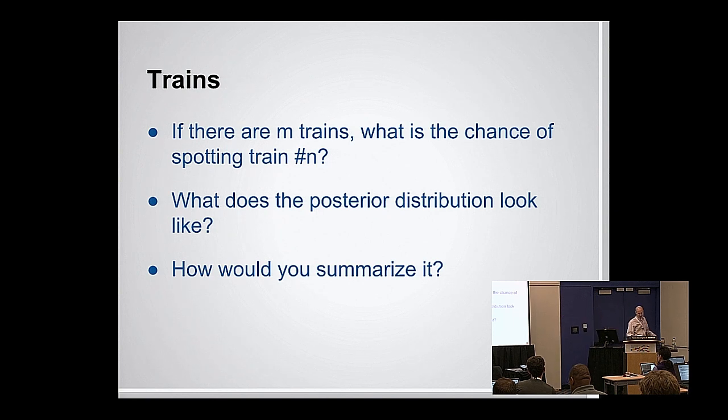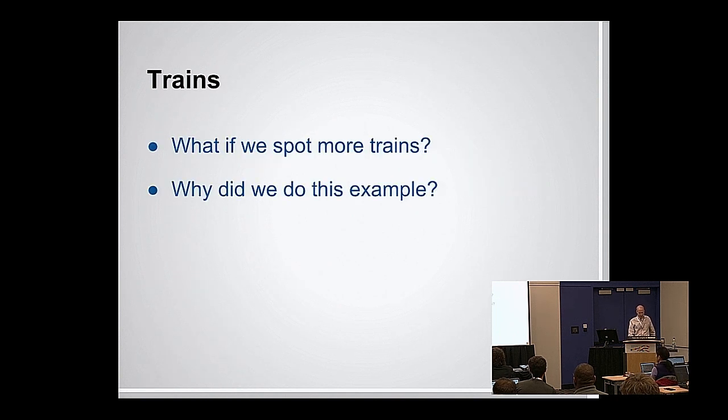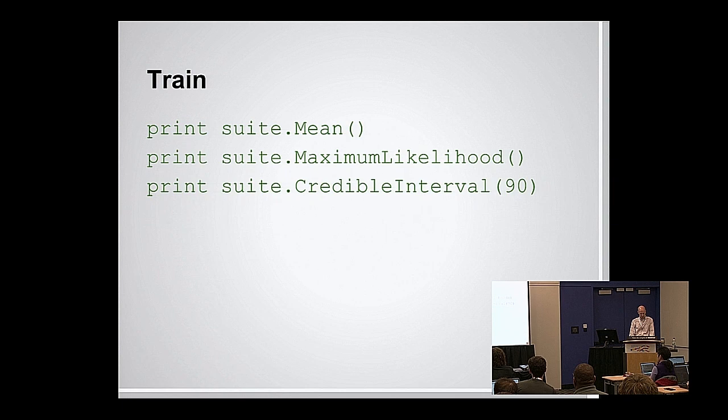I've got a couple of functions that are built into the suite class. Mean computes the posterior mean. Maximum likelihood gives you which value has the maximum likelihood in the posterior. And the credible interval is the Bayesian term. You might have heard of confidence intervals in the context of classical statistics. Credible interval in Bayesian statistics is a very similar idea. It's an interval that contains 90% of the probability. And let's compute those things.